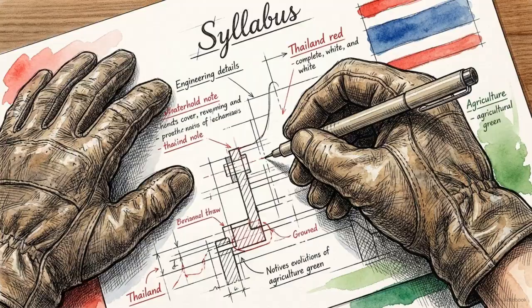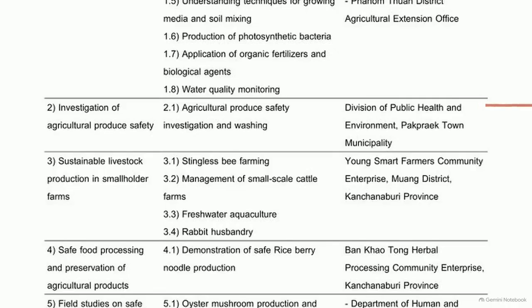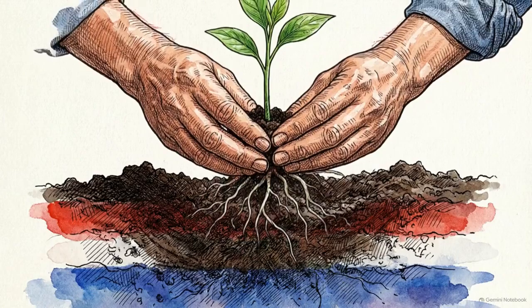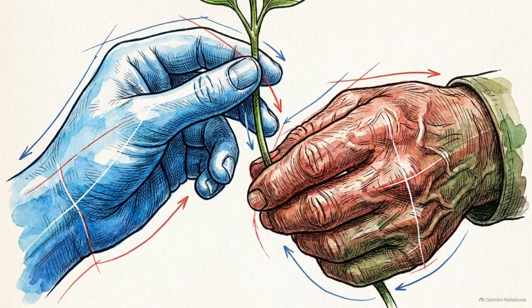The school formally invited local agricultural stakeholders to co-design the learning modules, effectively handing over the curriculum writing process to the community. This 5-unit matrix shows the instruction drivers. Activities were delegated to external partners. Unit 3's livestock production was assigned to the Young Smart Farmers Community Enterprise. Similarly, Unit 2's produce safety was taught by the local division of public health. The students were not reading standardized summaries of agriculture. They received professional training sourced from practicing local authorities, covering specialized tasks from preparing liquid biofertilizers to monitoring water quality.